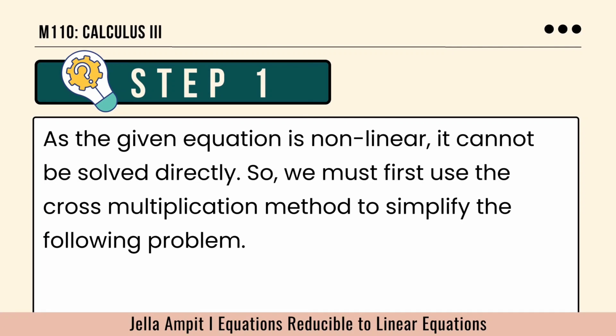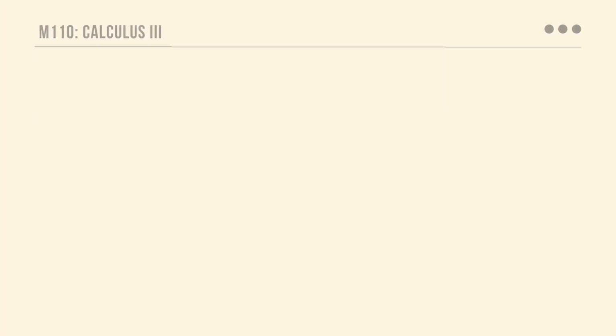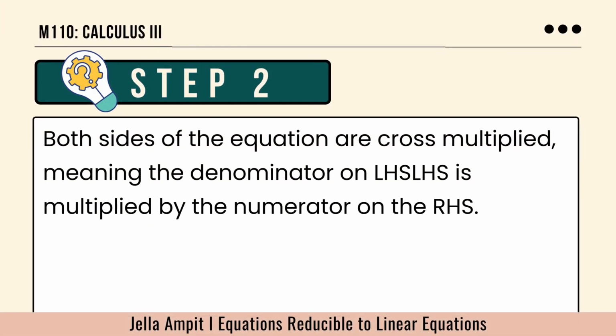Step 1, or the first step, we can see that the given equation is a non-linear equation which we cannot resolve directly. So in this problem, we must first use the cross multiplication method to simplify the problem. Step 2. After cross multiplication, it means that the denominator on the left hand side is multiplied by the numerator on the right hand side.